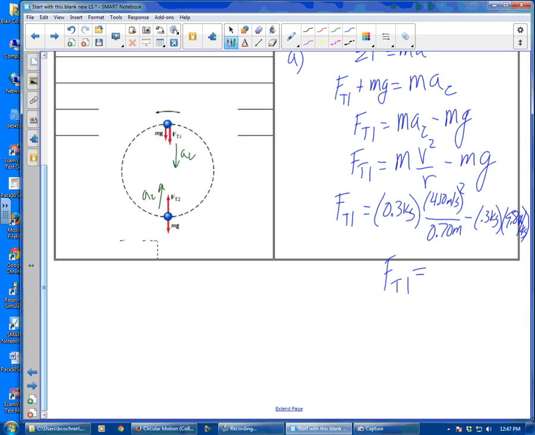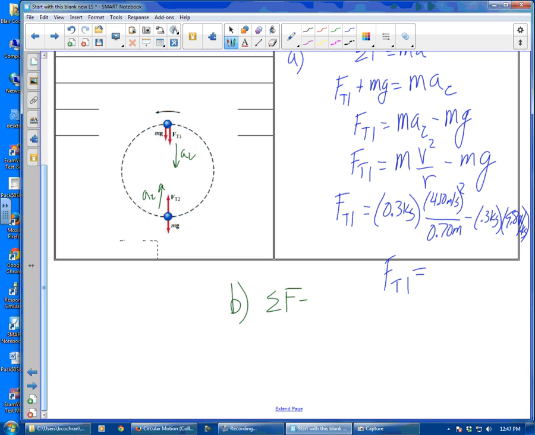And then I look and say, okay, I'm ready to do the second part. The second part is at the bottom. My weight has stayed in the same direction towards the center of the Earth. But now my tension is pointing away from the Earth because it's still towards the center. And my acceleration is now pointing away from the Earth towards the center. So really it's a very similar setup here. I'll just do it down here.